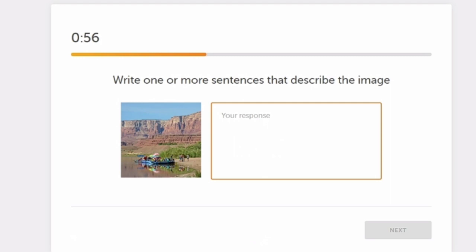In this question, what I had to do is write one or more sentences that describe the image. It means what I see in the image, I had to write sentences on it, but wrongly I started to write about the cow in this image that I have seen in the last picture. So this was the wrong answer. I had to answer on this image, but I gave a wrong answer.